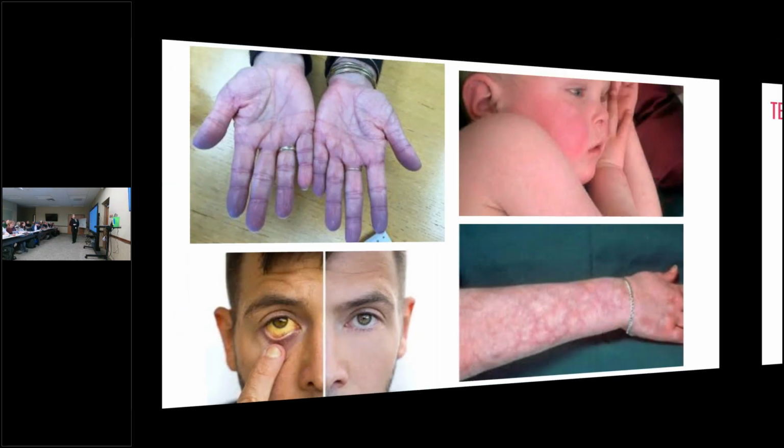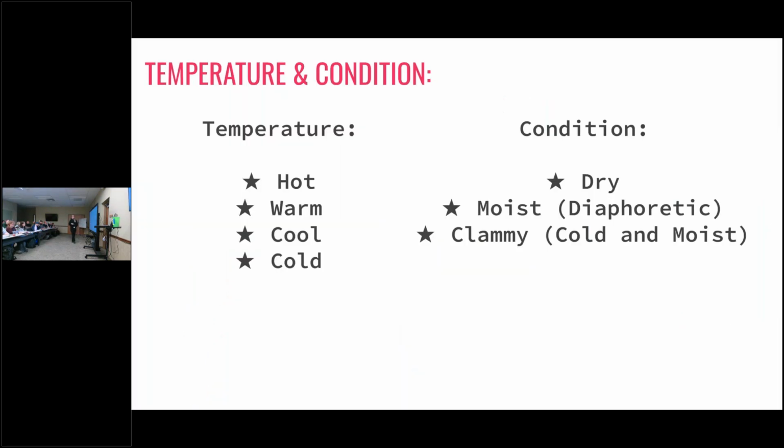Okay. So we don't want to only look at color. We also want to think about temperature and condition. The temperature could be hot, warm, cool, or cold, depending on the environment they're in, if they have a fever, things like that, right? And then the condition of the skin. It could be dry, moist, or diaphoretic, or clammy, which is cold and moist.